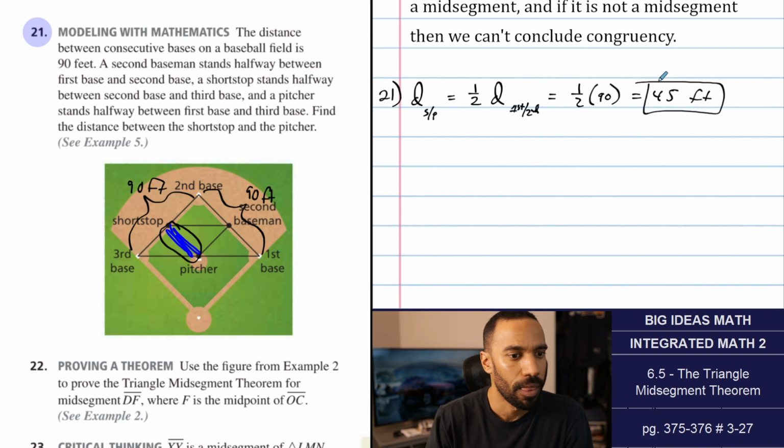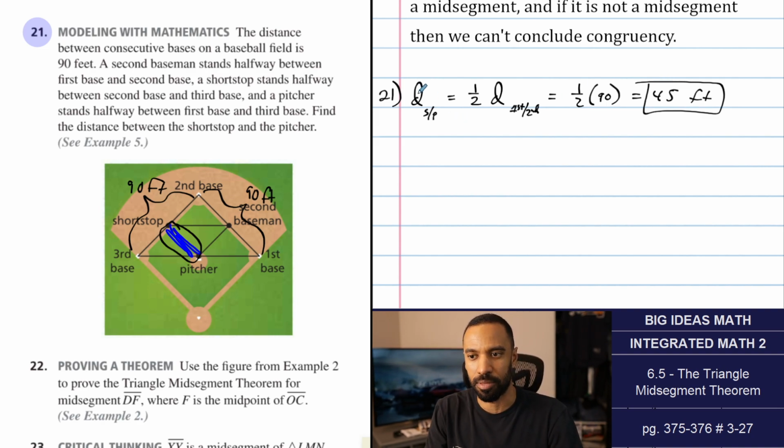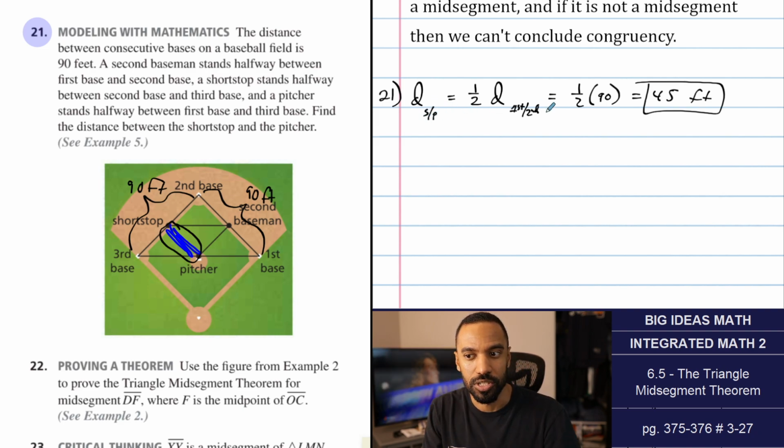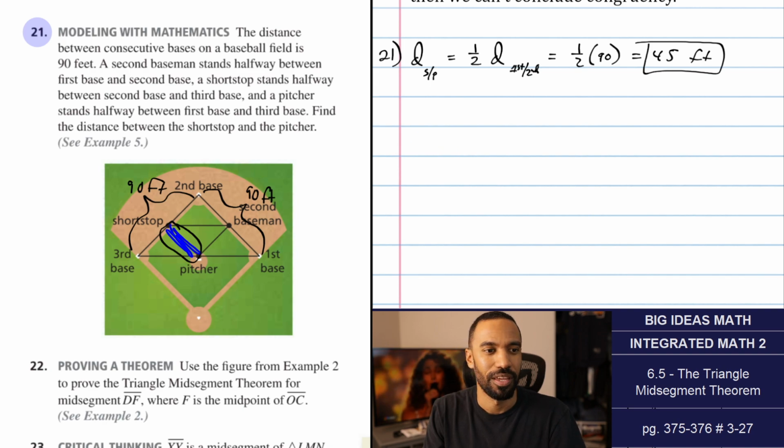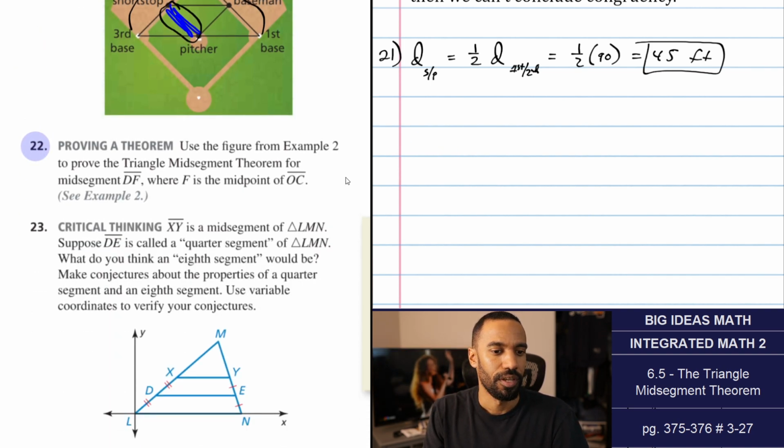Is that all they needed? Find the distance between shortstop and pitcher. Yeah, it's just half of that, just based on the mid-segment things. Hopefully you're okay with hearing what I say. Shortstop and pitcher, first base and second base. All right, that's a pretty quick question. I want to do more with baseball.